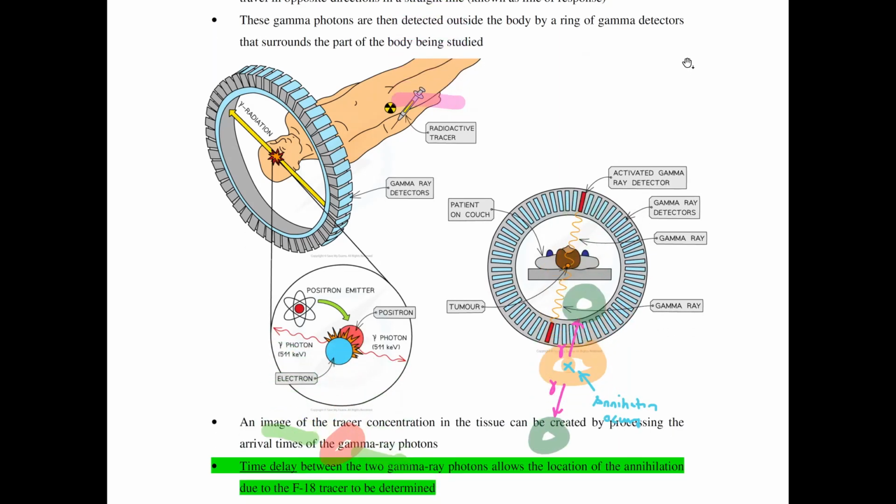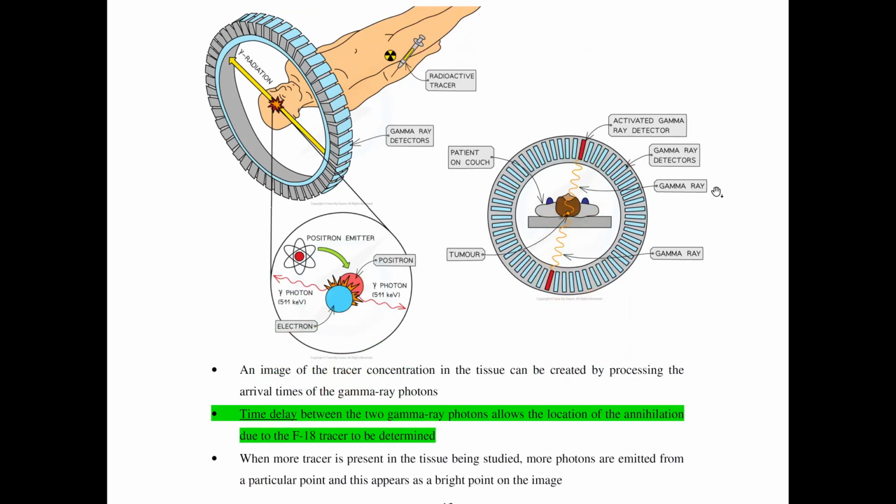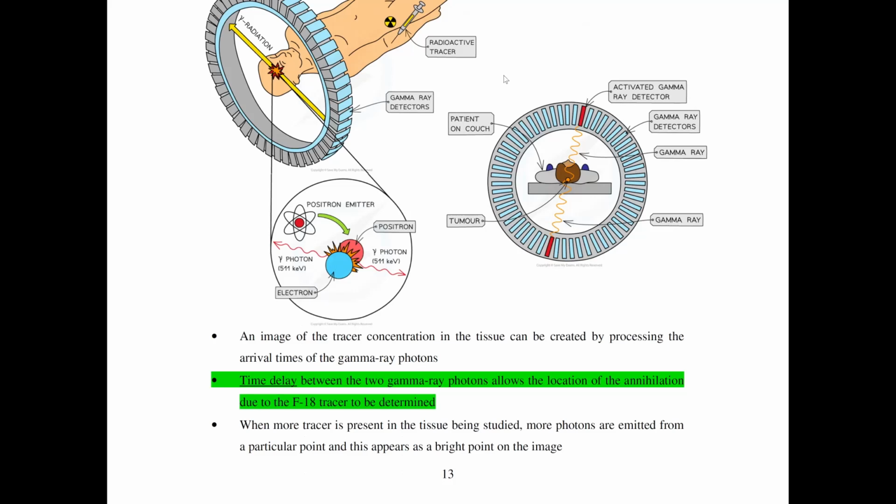All right, so how they actually produce an image is that the image of your tracer concentration inside your tissue can be created by processing the arrival times of the gamma ray photons. It is specifically the time delay between your two gamma ray photons that allows the location of your annihilation due to your F18 tracer to be determined. So how they determine your image is that they make use of the time delay between the arrival of the two gamma ray photons at your detector.